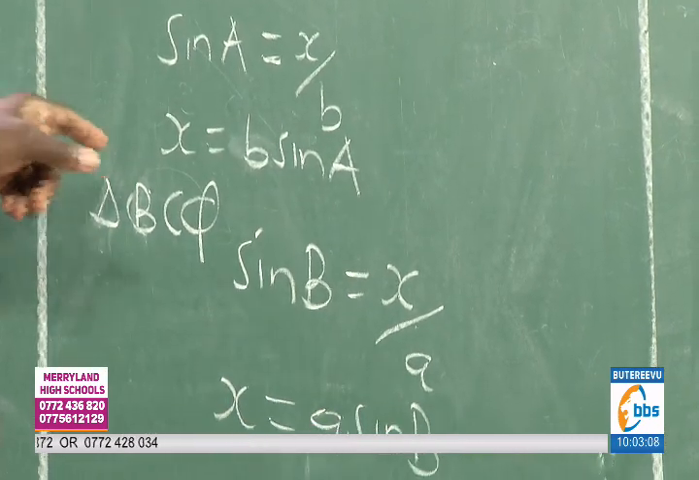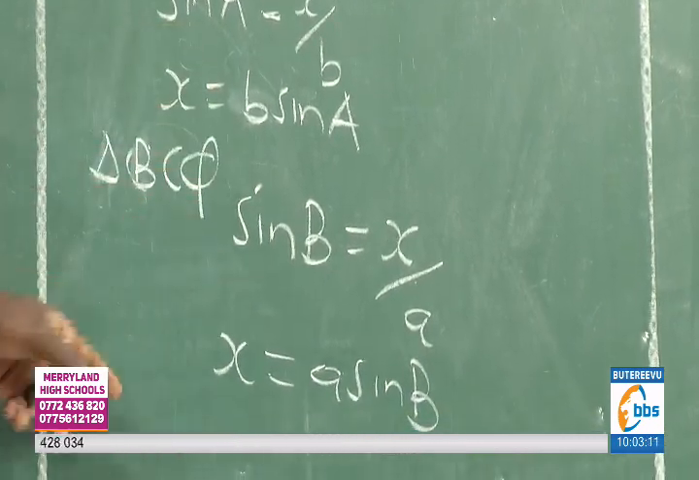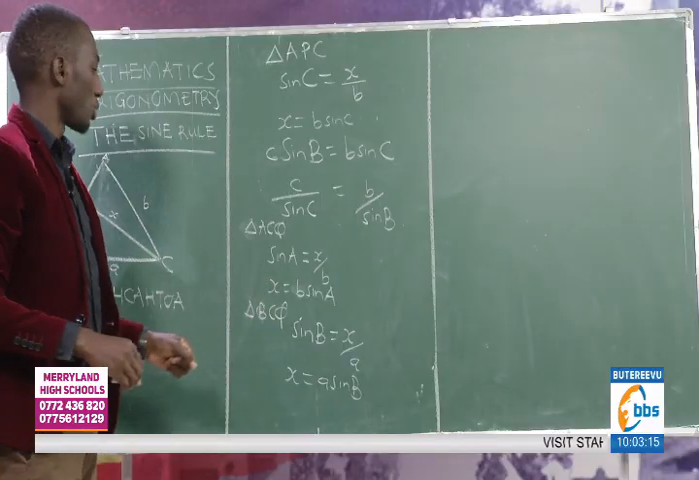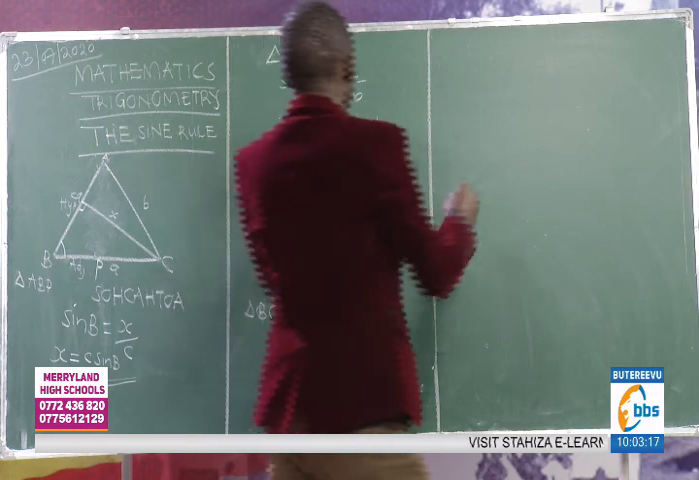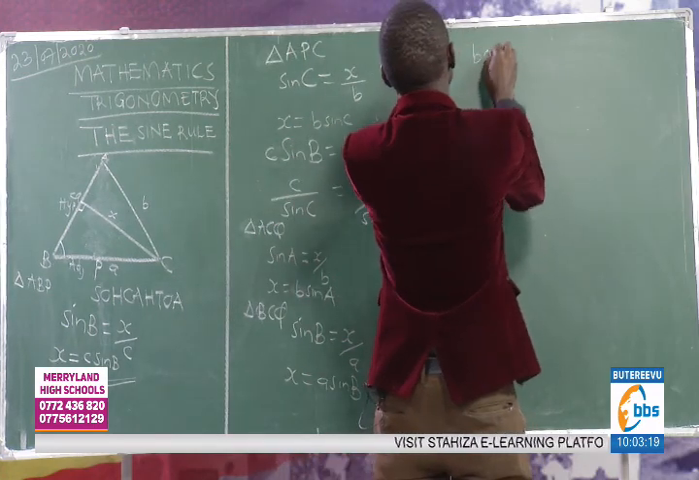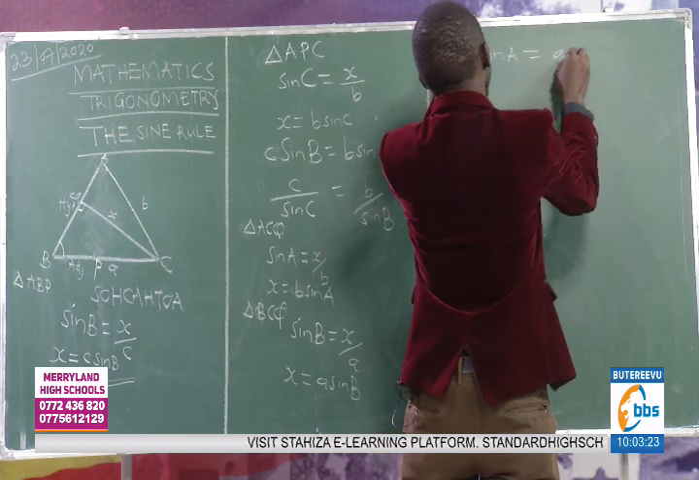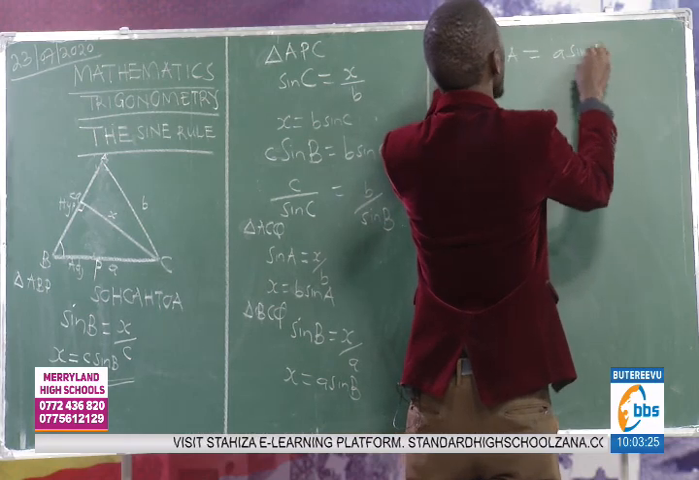But still, these two we are having x and x, we are going to equate them like what we have done for the previous one. I'm just going to equate them. So when I equate them, I'll get something like this: b sine A will be equal to a sine B. Now see what I'm going to do.